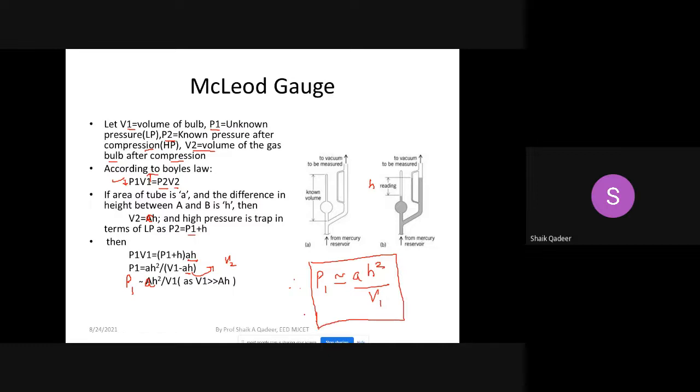So this much I have covered, all the topics of the transducer subject from unit 1 to unit 5. Not even a single topic is left.